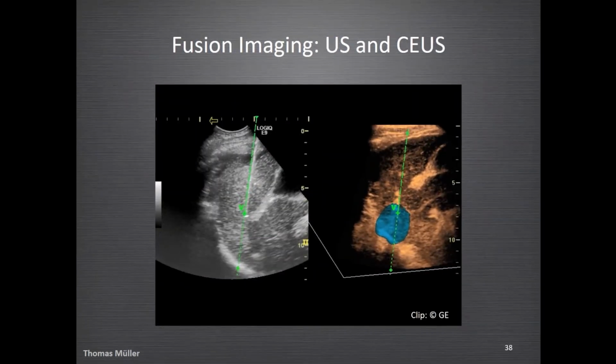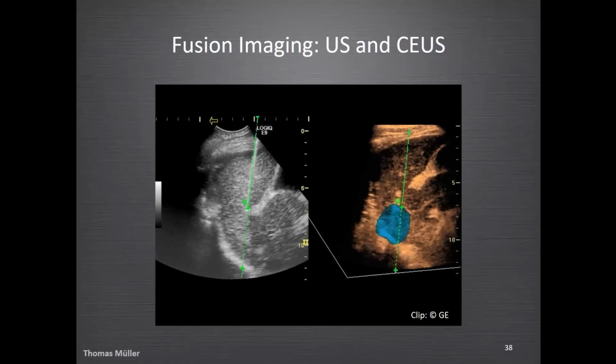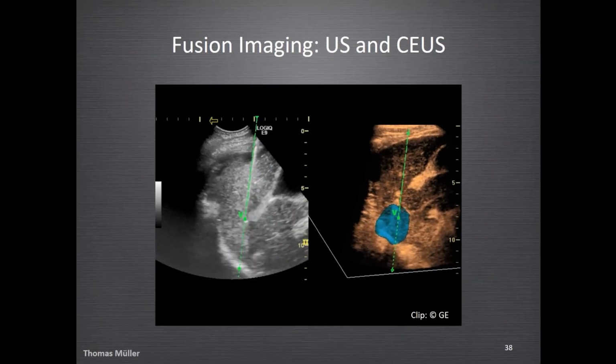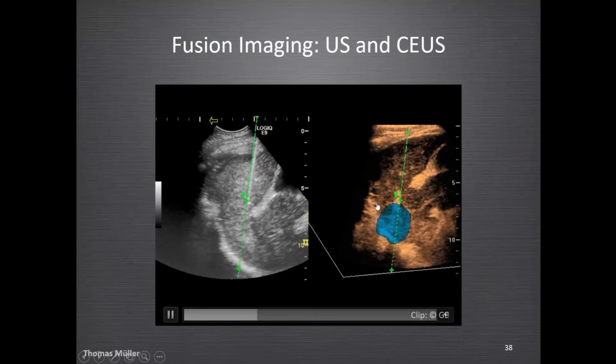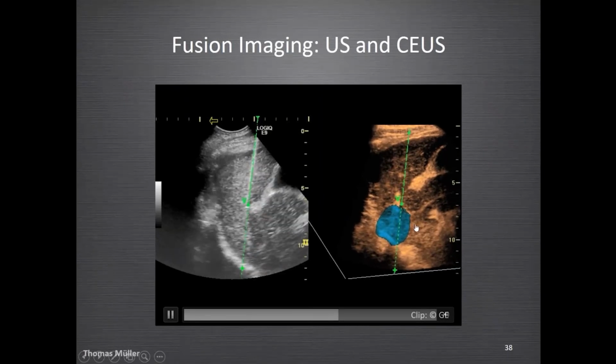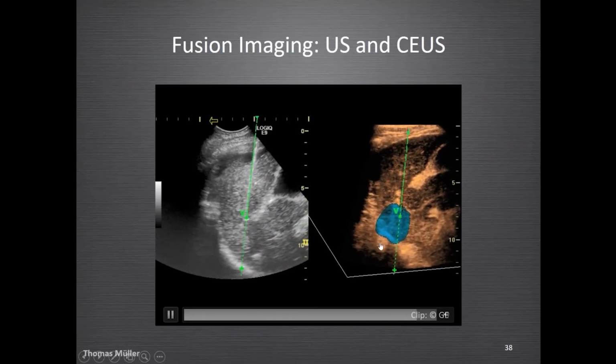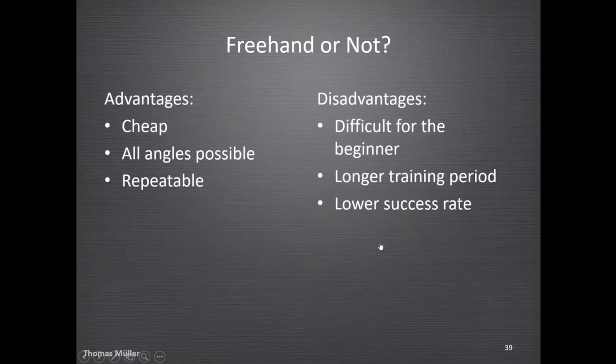We have fusion imaging of ultrasound and contrast-enhanced ultrasound, for example, contrast-enhanced ultrasound done in advance with volume navigation and then later without. And here you have on the right side the contrast image, on the left side you have the grayscale image. In the grayscale image alone you wouldn't be able to see the lesion, but in the contrast ultrasound image it is very nicely depicted. So fusion imaging is possible.